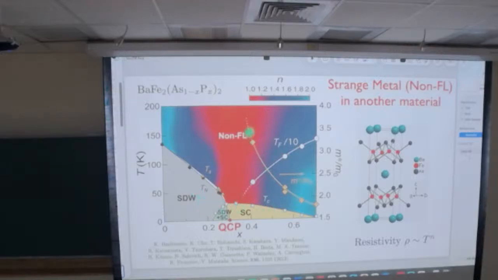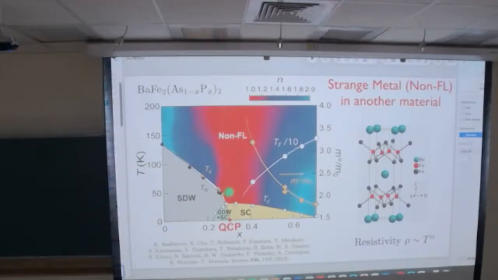So forgive me for all these lines, which are just in the paper. Let's just focus on the phases. So first of all, you have this red region, which they call non-Fermi liquid, and it has exactly the same behavior as in the cuprates. The resistivity is linear in T. So n here is 1. Okay.